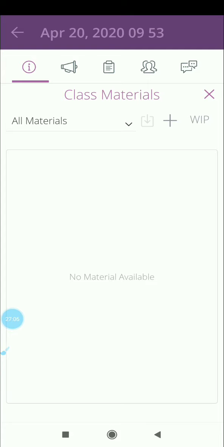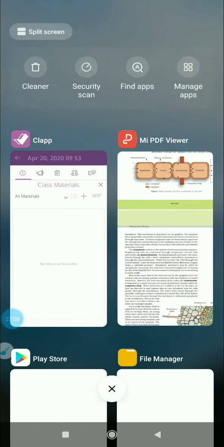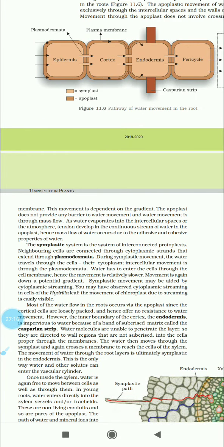Okay, yeah. So till that part the movement has happened through the apoplast movement, and most of the water mainly moves by the apoplast only in the roots. Okay, the problem happens after the Casparian strips.